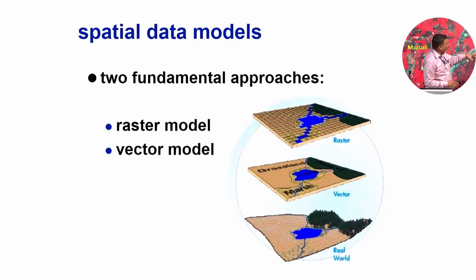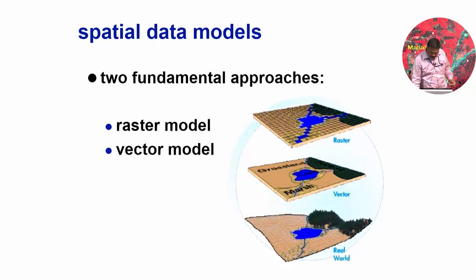You can see that there is a real world, and within the real world you have the vector representation and you have a raster representation. Both raster and vector have advantages and disadvantages. It depends on which area you want to see. Generally, if from the satellite image you are generating some point, line, polygon, that will always be vector. But if you are directly taking satellite data which has certain pixels, it will always be called a raster data model.